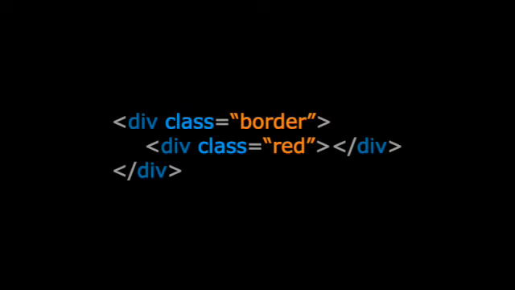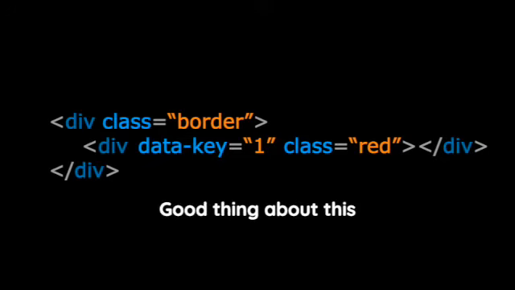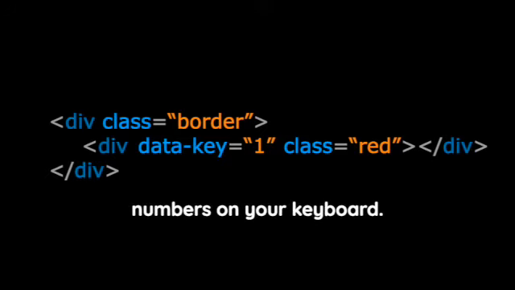Oh, one thing I forgot to mention. In order for the key you press to be recognized, you have to go back and add a data key attribute to each corresponding color. Good thing about this is that you only have to add the key numbers to each one that goes along with the row of numbers on your keyboard. It's a lot to take in, but you're doing great.